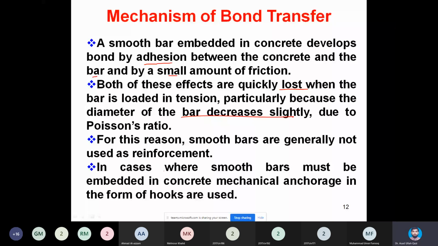In cases where smooth bars must be embedded in concrete, so there is no other option except to provide smooth bar as reinforcement, then it is always recommended to go with some mechanical anchorage like hooks or bends, or maybe some headed reinforcement, or plates may be welded at the end to develop the anchorage against slip. Because in a smooth bar the only mechanism is friction and chemical adhesion.